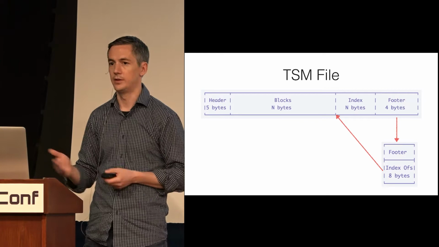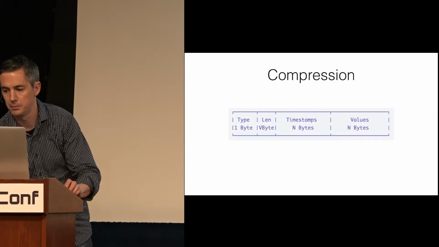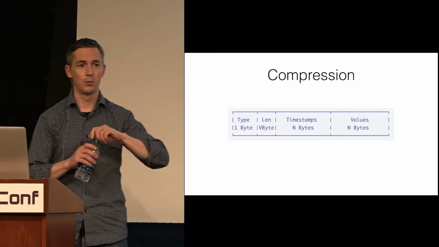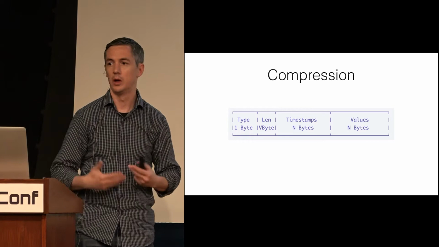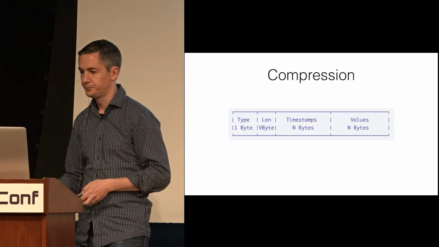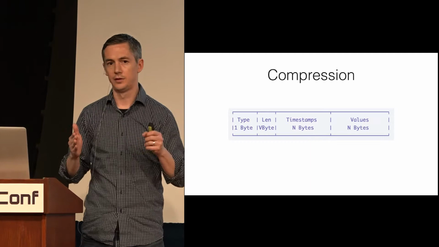So here's what the compressed blocks look like. You have a type, which is the type of the field. We support int64, float64, booleans, and strings, which is actually quite a bit different from other time series databases. Many other time series databases only let you store numbers, and usually it's a specific kind of number, either a float64 or an int64. And then we have timestamps and values. So this is the part where I say we break series data into blocks of things, because we separate the timestamps and values because we can achieve better compression.